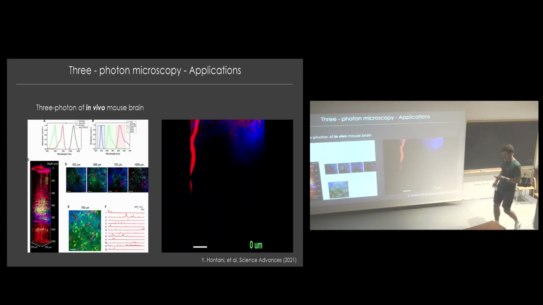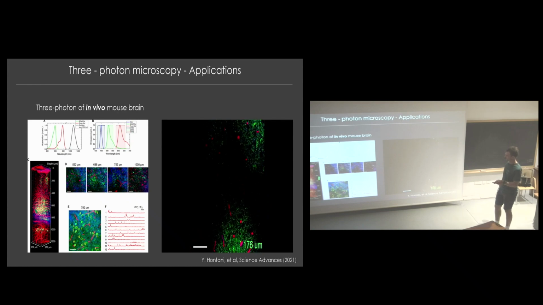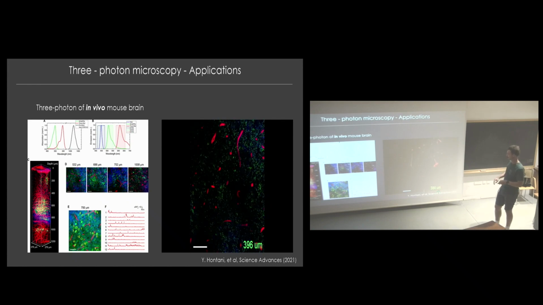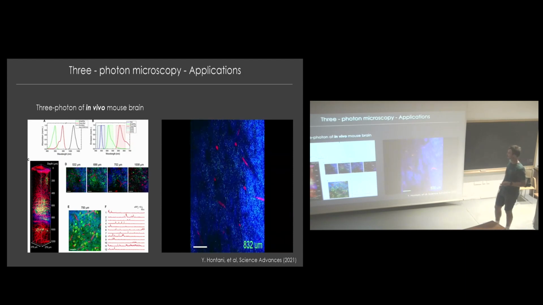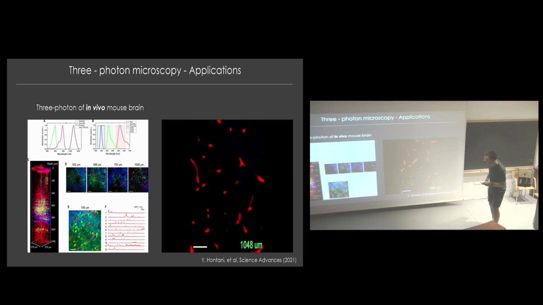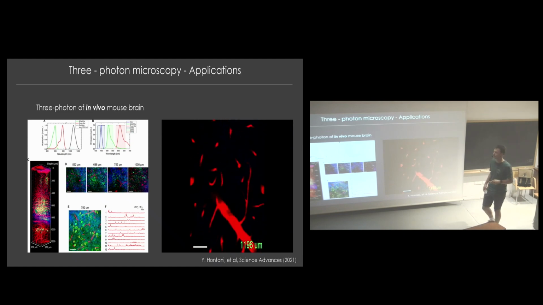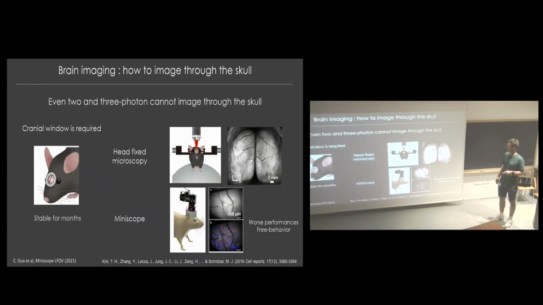So for instance, this is a video. So this is basically this, but plane by plane. Here you see the depths, and you see blood vessels, you see neurons, and you can go up to more than 1 millimeter. But here it's not a cleared mouse brain. So it's really in vivo. And because it's quite fast, you can even do some dynamic measurement. And this is currently the limit of what we can do in microscopy in depth.